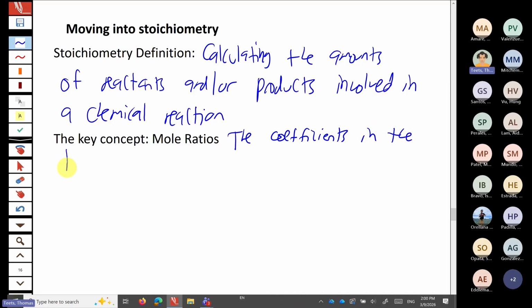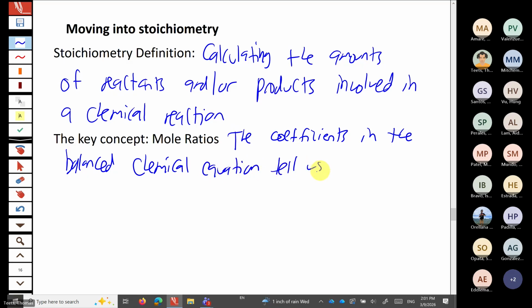So the coefficients in a balanced chemical equation tell us the relative numbers of moles of each substance that are involved in that reaction.